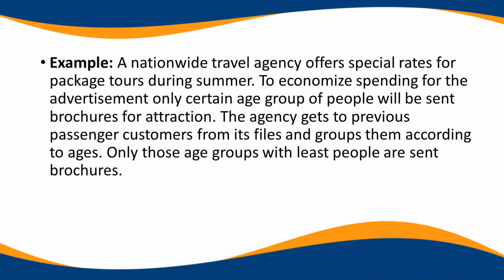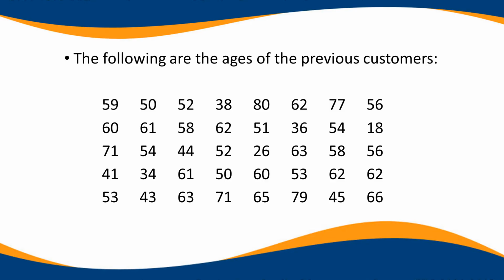Let us take an illustrative example for an array. Here, a nationwide travel agency offers special rates for package tours during summer. To economize spending for the advertisement, only certain age group of people will present brochures for attraction. The agency gets the previous passenger customers from its files and group them according to ages. Only those age groups with least people are sent brochures. So, from the files, ito yung kanilang nakuhang information. Okay, these are the ages of the previous customers. Ito yung tinatawag na raw data.